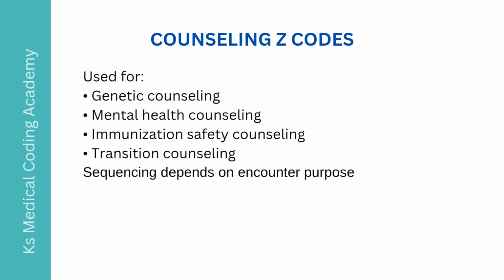Counseling Z codes. Counseling codes are used when patients receive guidance or education related to health issues. Examples include genetic counseling, mental health counseling, and immunization safety counseling. The sequencing of these codes depends on whether counseling is the primary reason for the encounter.